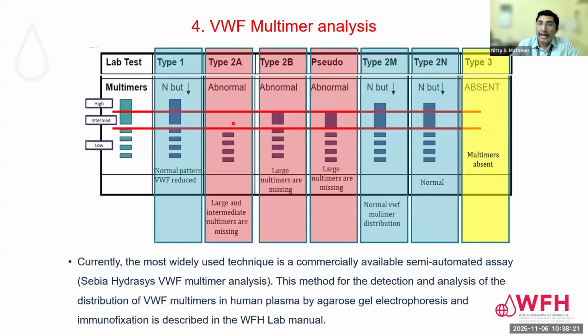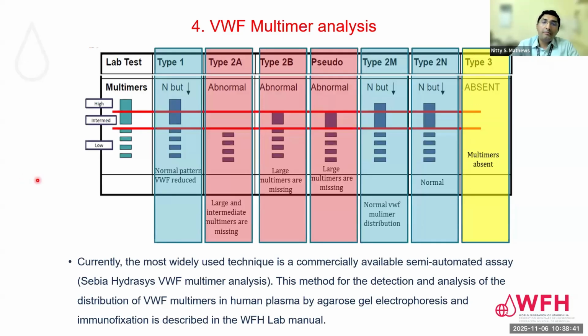Whereas in a type 2A, you have a selective loss of high molecular weight multimers, which can be easily seen on this gel electrophoresis, versus a type 2M, where there is a normal pattern. Of course, in type 2B also, there could be some loss. And in a type 3, you have complete absence of the multimers.